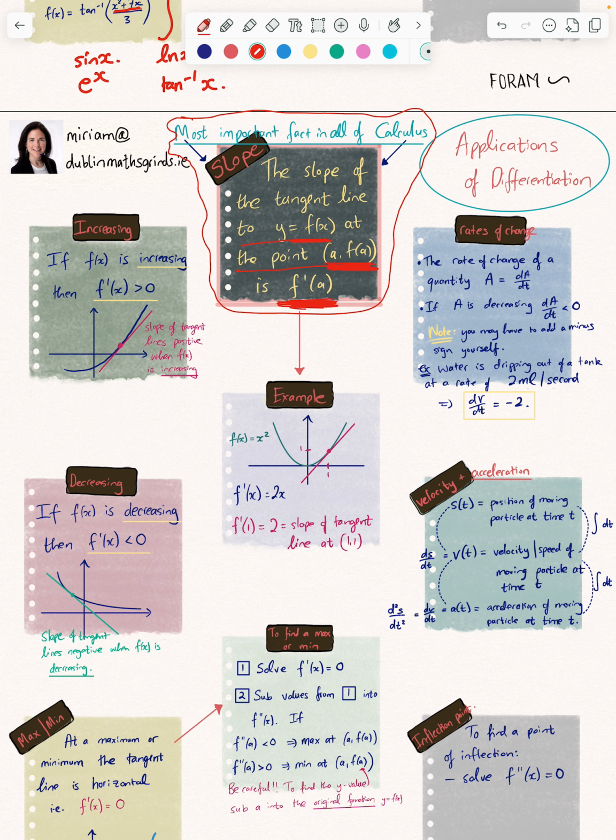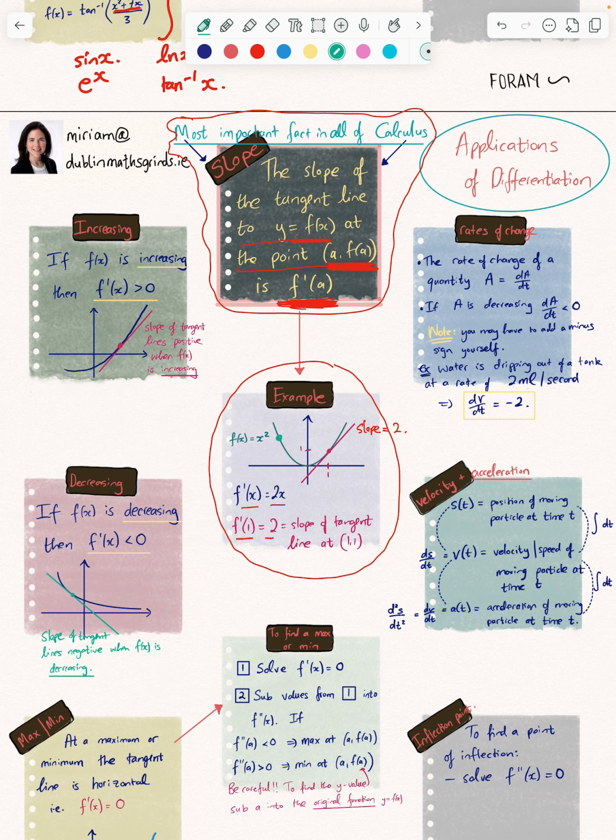Okay, here's an example. So f of x equals x squared. The derivative, f prime of x, is 2x. The derivative at 1 is 2. So the slope of this tangent line is 2. The derivative changes based on what point you're at.